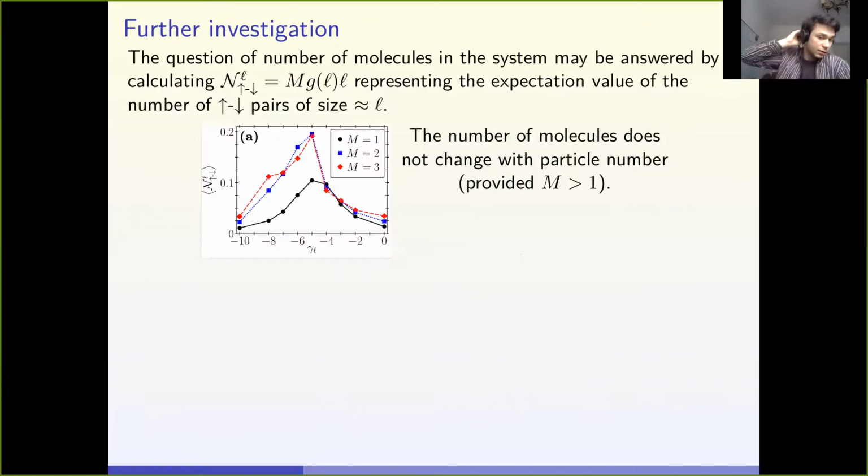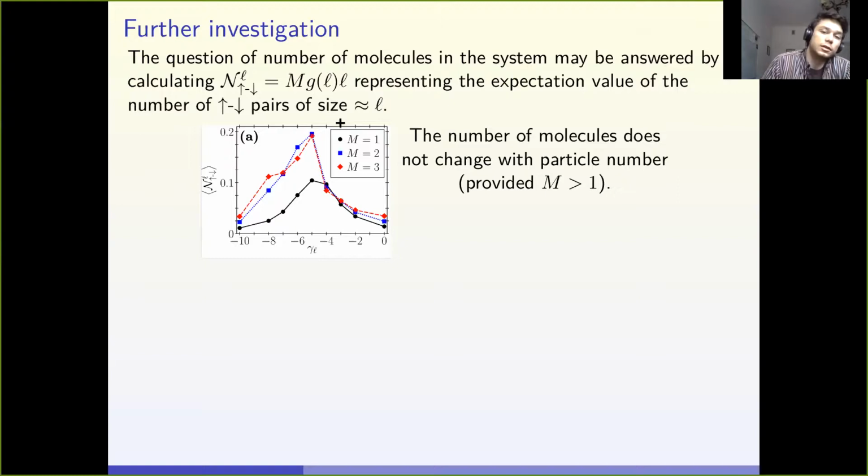Okay, so we may say something more about this molecule formation. We may estimate the number of molecules that we have in the system. In order to do that, we have to calculate the expectation value of the number of pairs of size L. And to get that, we go to this pair distribution function.